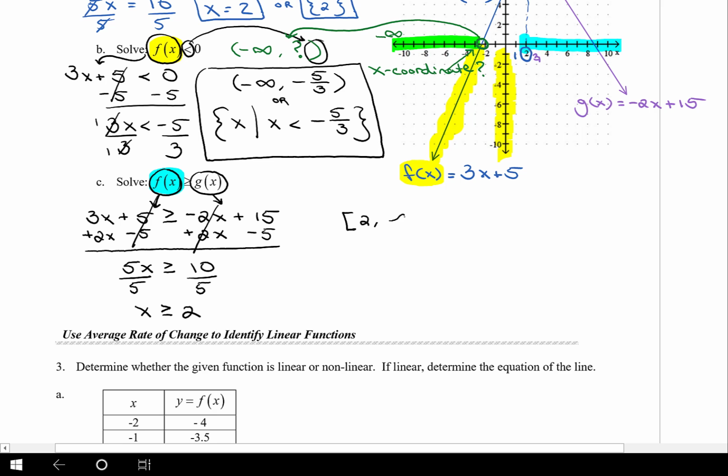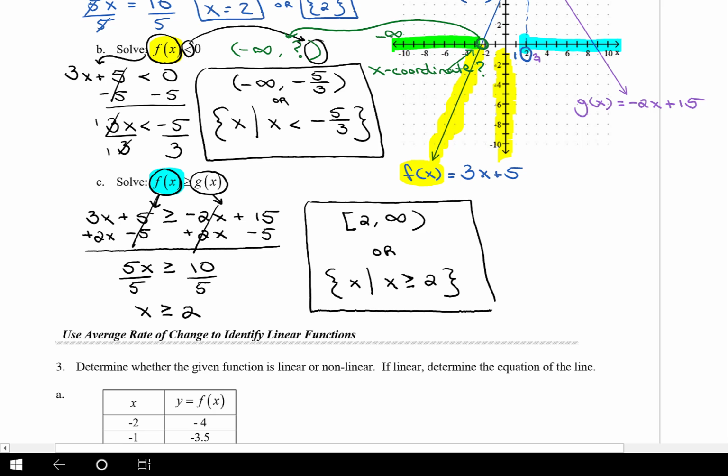So basically that's my answer. It's the half-closed interval from 2 to infinity, or the set of all x such that x is greater than or equal to 2. Let's box that in. All right, let's go on to the next problem.